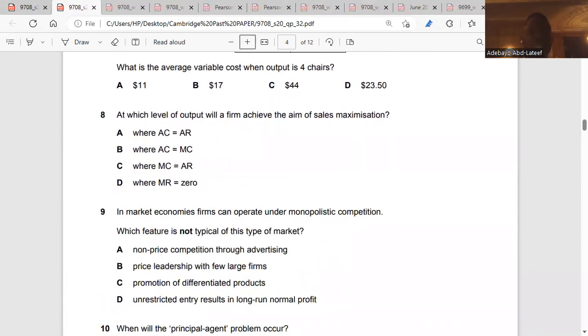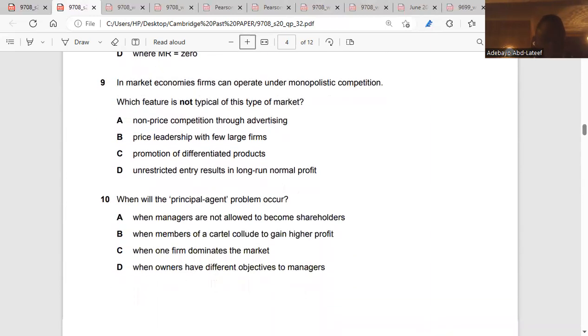The next question says, at which level of output will a firm achieve the aim of sales maximization? When you are talking about sales maximization, it is when your average revenue equals your average cost. Do you get the point? At that point in time, you've maximized your sales. So the answer is A.